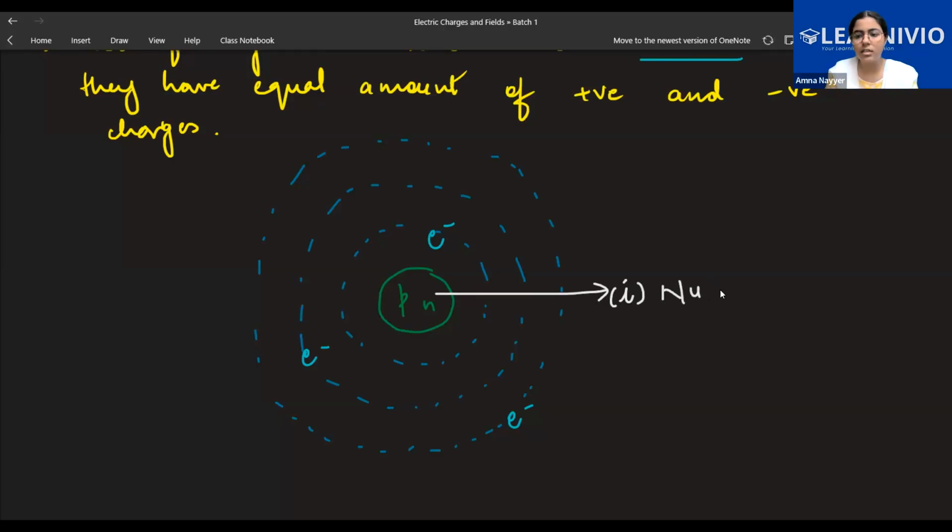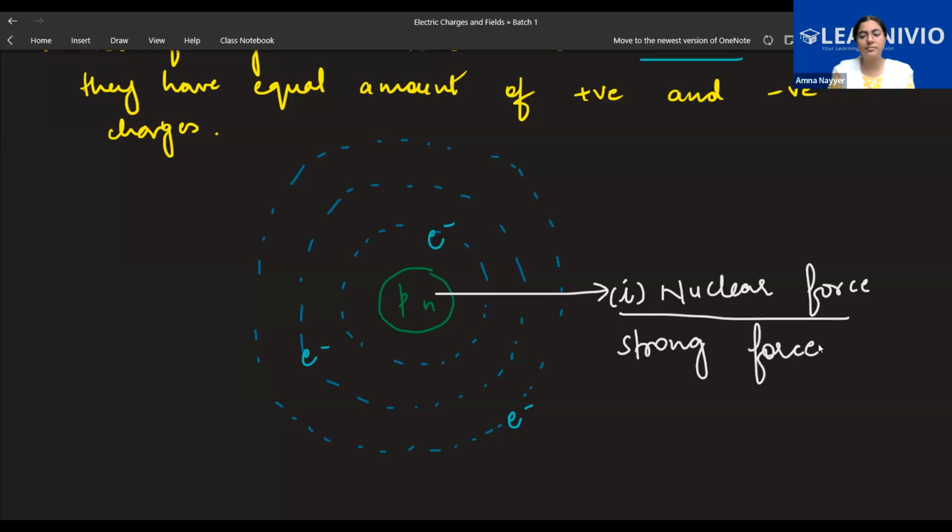This is the nuclear force. Okay, so nuclear force means this is the force which is holding the protons and neutrons. Now the problem with the nuclear force is that this is a very strong force. Okay, it's a very strong force in nature.